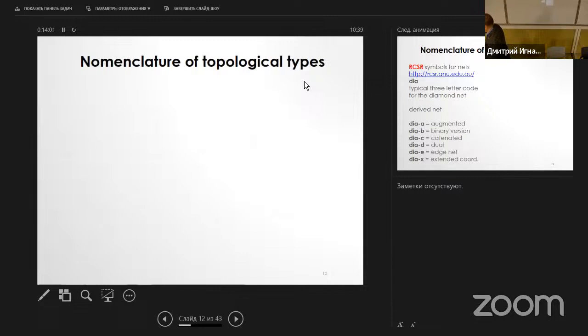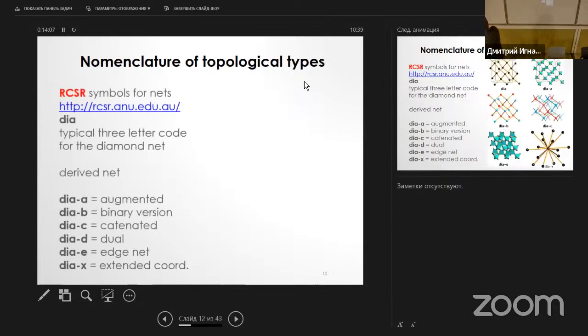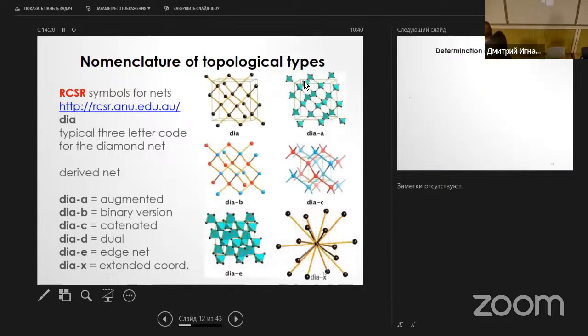After such simplification, we can determine the topology of the resulting networks and assign names to these topologies. This is a nomenclature which is mainly used for this purpose. So this is diamondoid, diamond actually net from natural diamond.